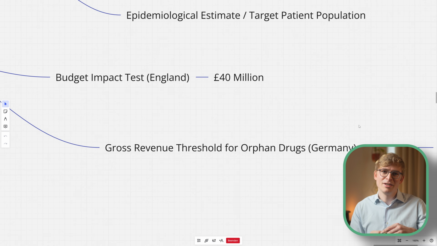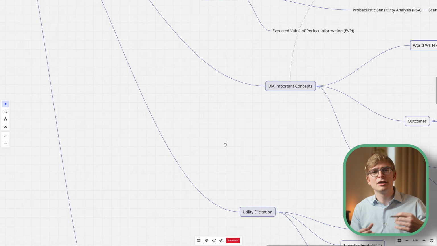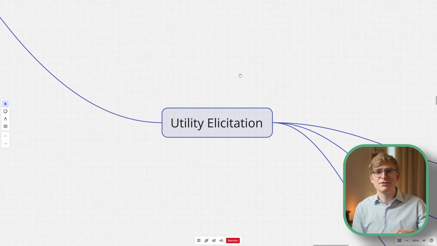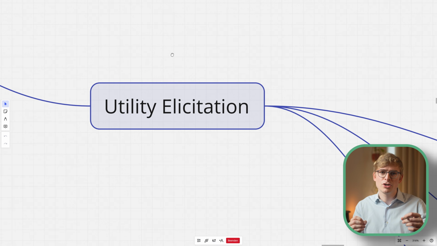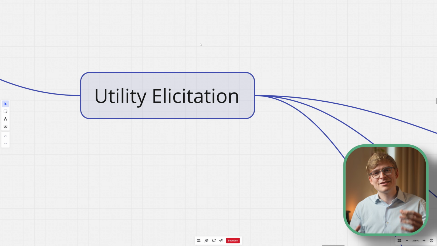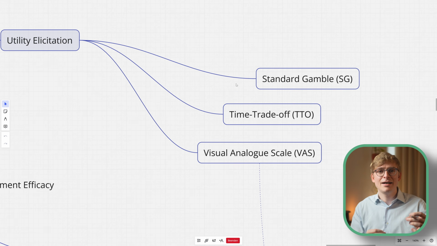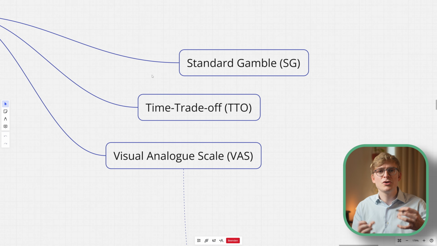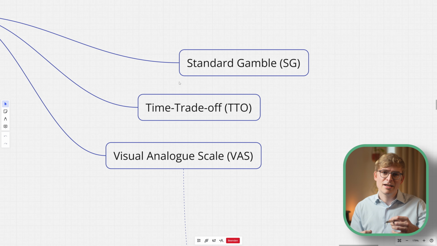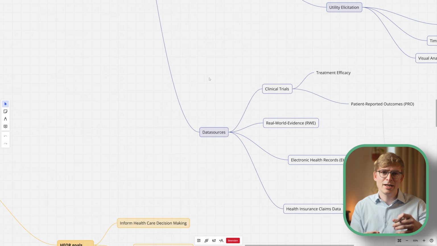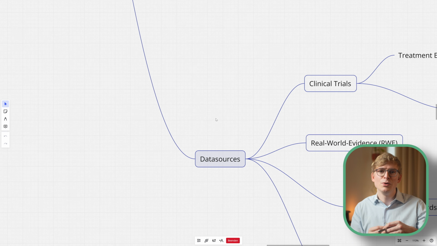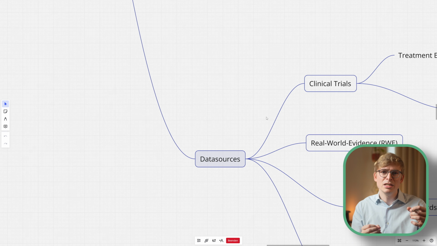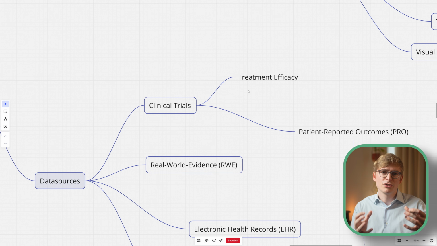Jumping to the second last node in our health economics part of our mind map, I've included utility elicitation, which has crossover into the outcomes research node that we're going to look at in a bit. Standard gamble, time trade-off, and the VAS are all tools we use to understand how patients value health outcomes, which is crucial if we want to do cost-effectiveness analysis. To close out the health economics section, we should briefly touch on data sources that economists use to run their analysis. Standard data sources include clinical trial data, RWE, electronic health records, and health insurance claims data.